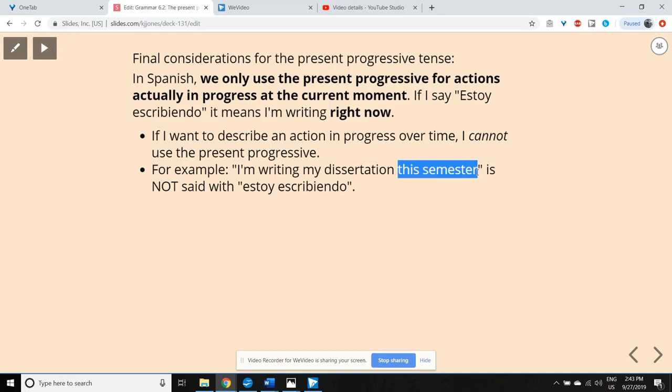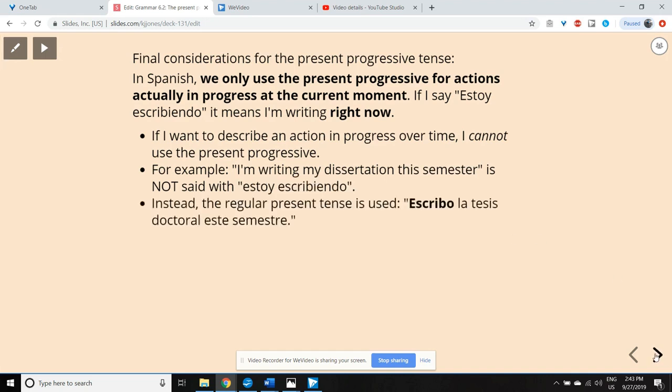This is an action in progress over time, over the course of the semester. This is not said with the present progressive tense in Spanish. It is not narrated by saying estoy escribiendo. That is not correct. Instead, the regular present tense would be used for this. Escribo la tesis doctoral este semestre. That is correct. We just use the regular present tense. So don't let it fool you.